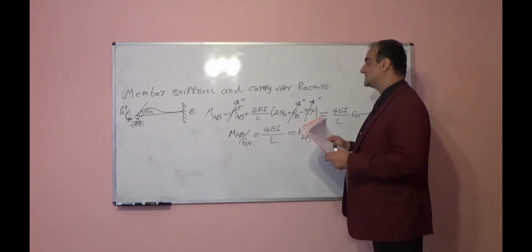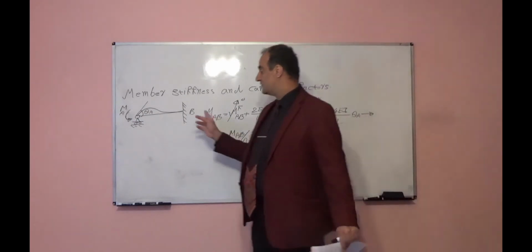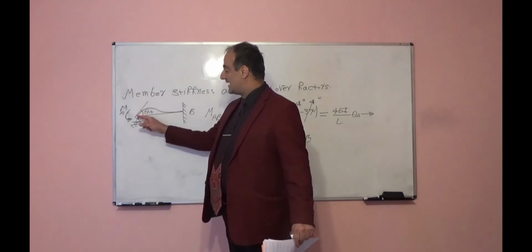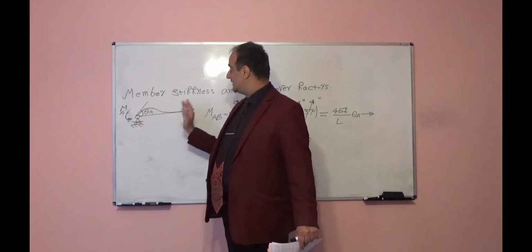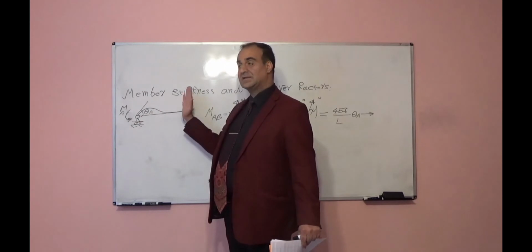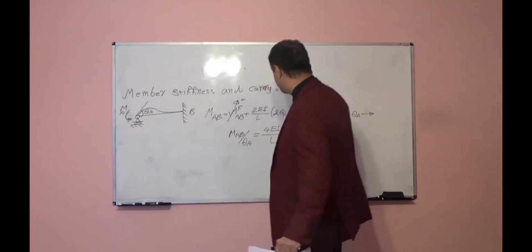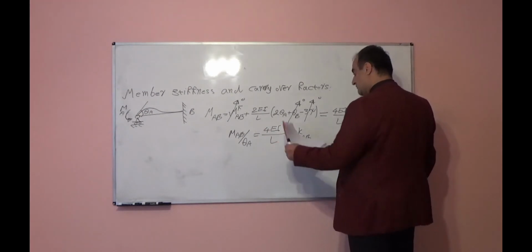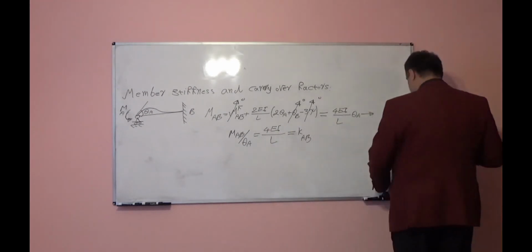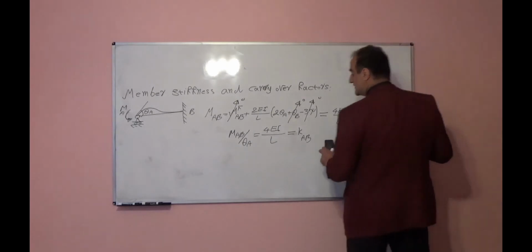So the rotational stiffness for one beam, if we don't allow point A to move in the vertical direction and we have the other end fixed or continuous, the rotational stiffness is 4EI over L. So we should memorize this. Let's look at the rotational stiffness.